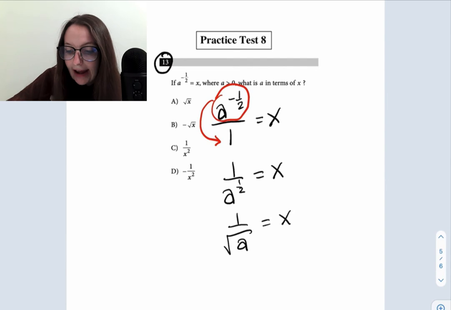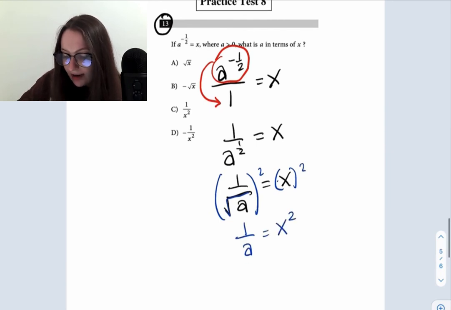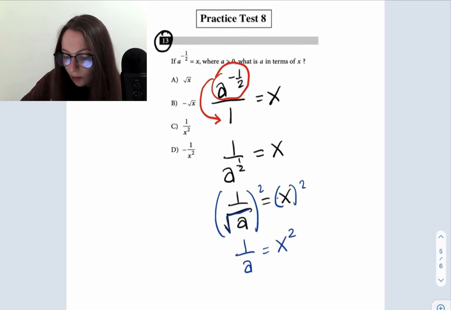Well, if we want to get a alone, we're going to have to go ahead and square both sides because a is currently trapped under a square root sign, so square both sides. We get 1 over a is equal to x squared. All right, so now we want to get a alone. So we can do that by, there's one of two ways.